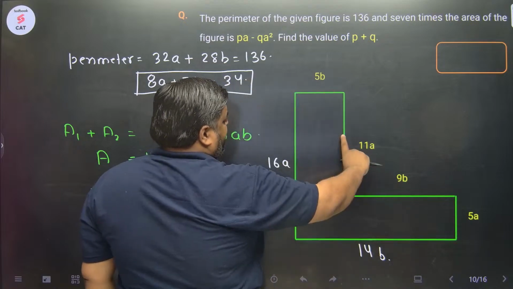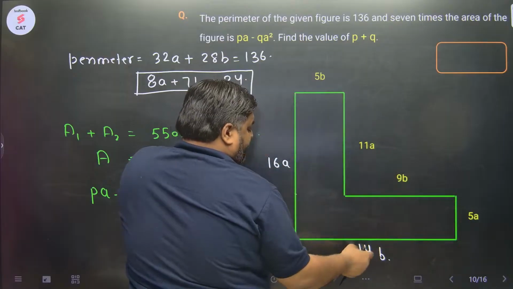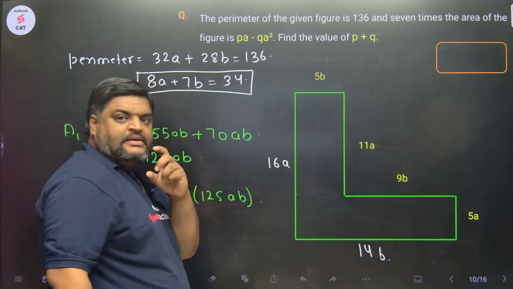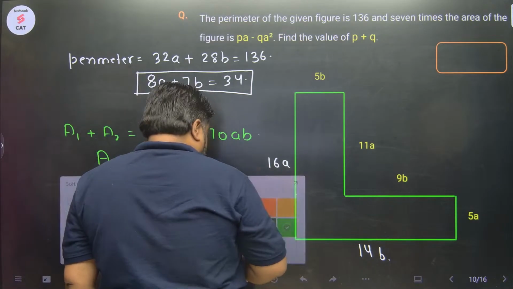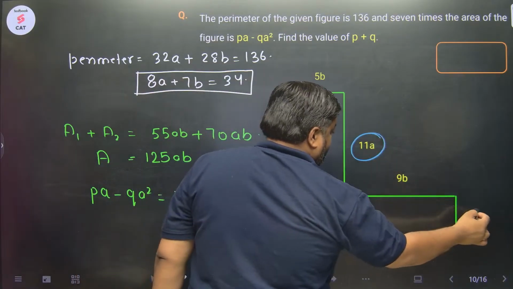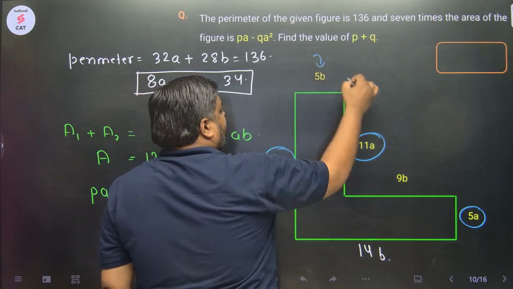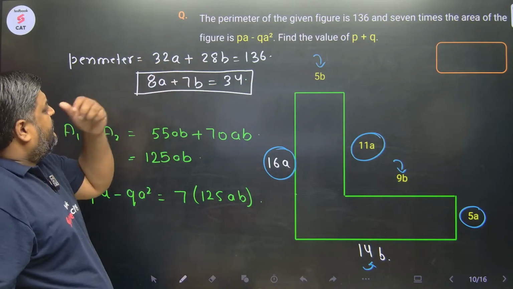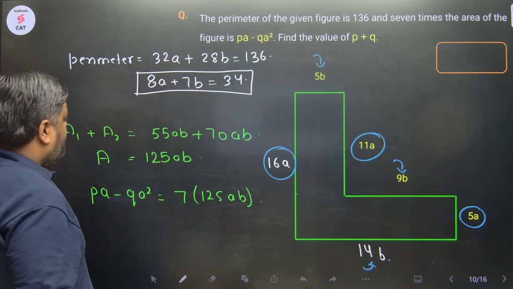So this 5B is given, this 11A is given, this is 9B, this is 5A. This length is 9B plus 5B, 14B. This length is 11A plus 5A, 16A. Add all of them. All the terms with A: 16A, 11A and 5A, that's 32A. All the terms with B are added separately: 14, 14, 28B. So this is the perimeter.